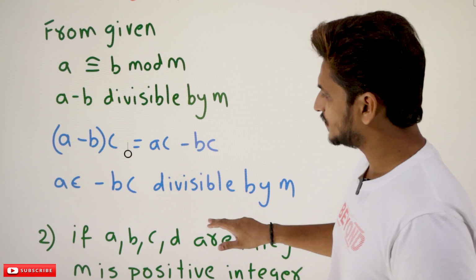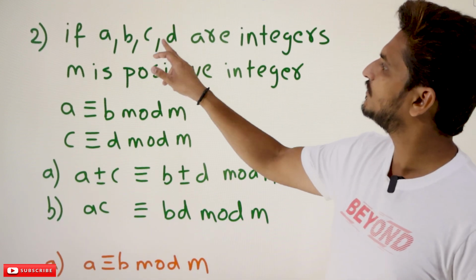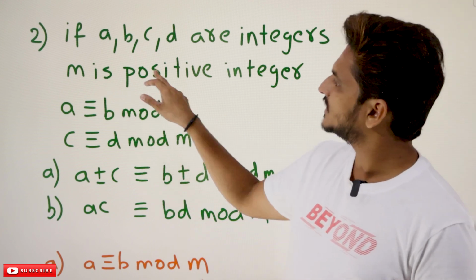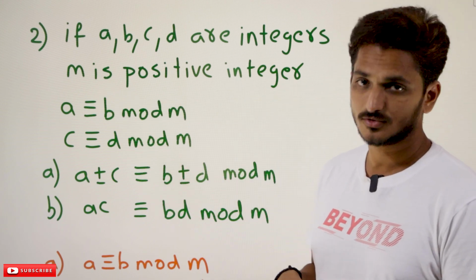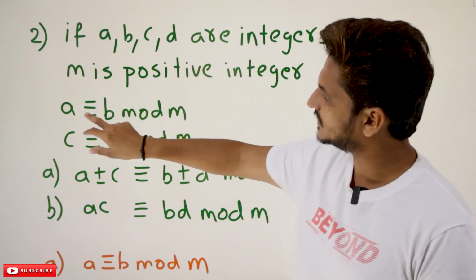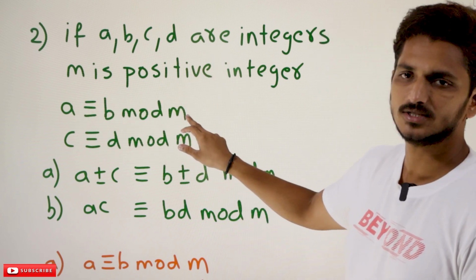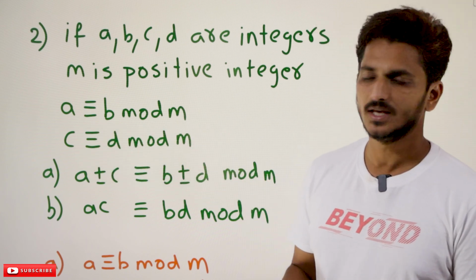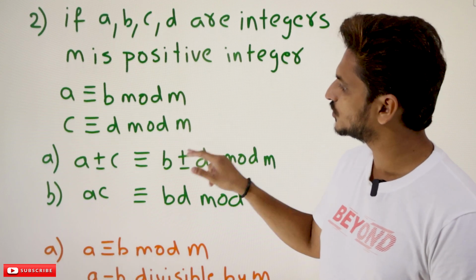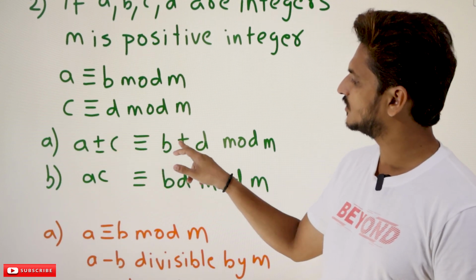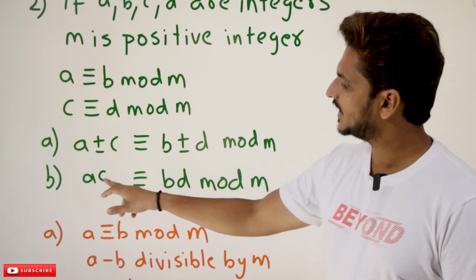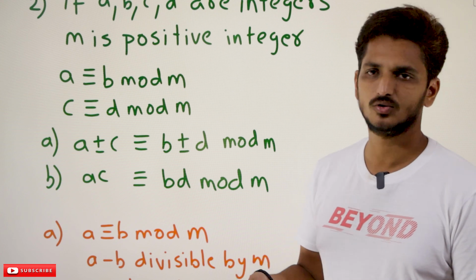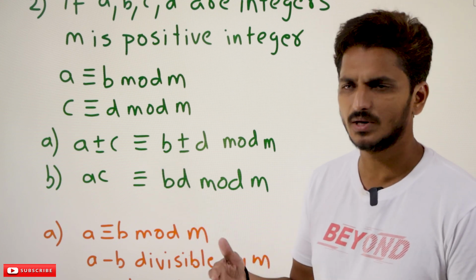Now coming to the next property, the second property: if A, B, C, D are integers, take 4 integers, and M is a positive integer. So if A is congruent to B modulus M and C is congruent to D modulus M, then we need to show that A plus or minus C is congruent to B plus or minus D modulus M, and AC is congruent to BD modulus M. With simple equations, we are going to show this, which is very easy. We go a little bit faster.